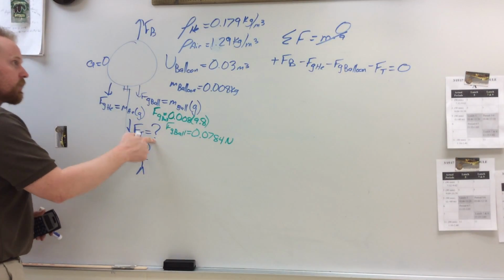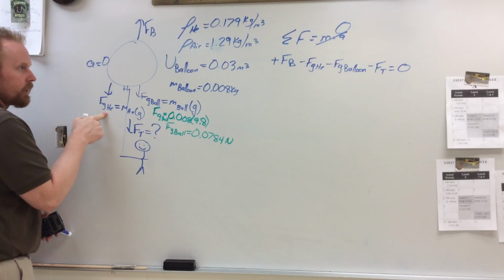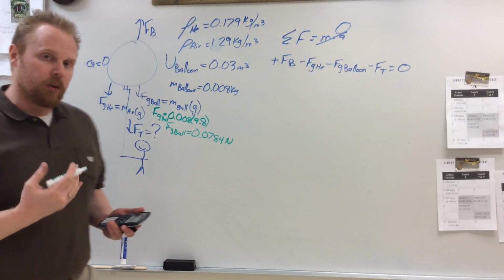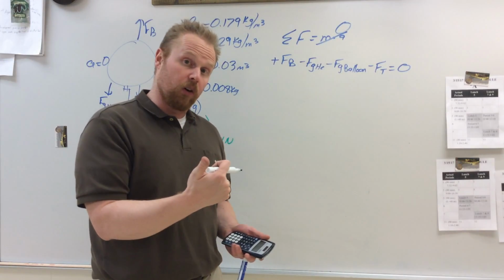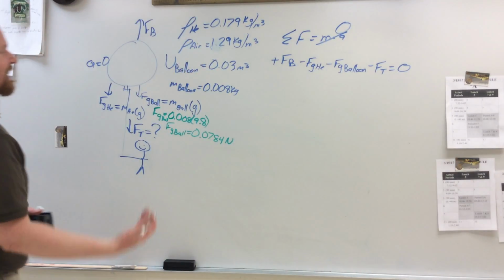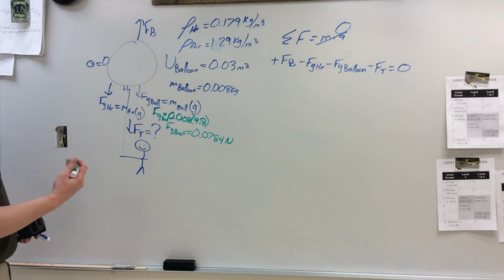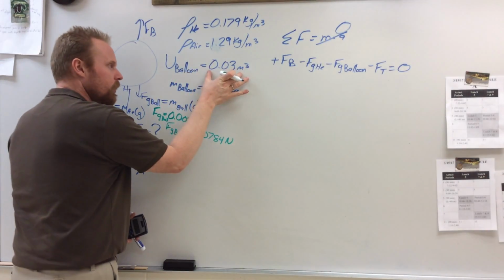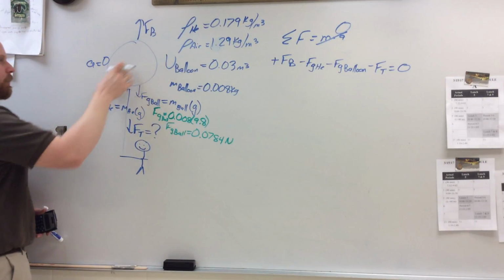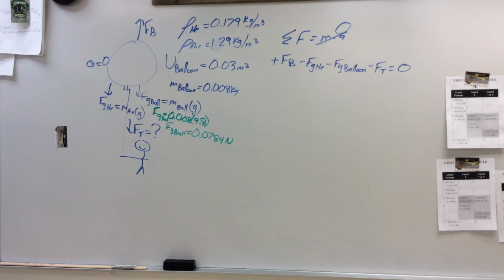I'm looking for tension, Fg of the helium. So I need the mass of the helium. This is one of those problems where I don't give you the mass of the substance, but I give you the volume of the balloon, and I give you the density of the helium. So what's in the balloon? Helium. If my balloon has a volume of 0.03 meters cubed, the amount of helium in my balloon is essentially 0.03 meters cubed. It's actually a little bit less because of the thickness of the balloon, but we can say that's pretty minimal.